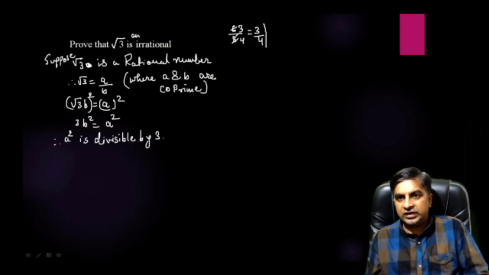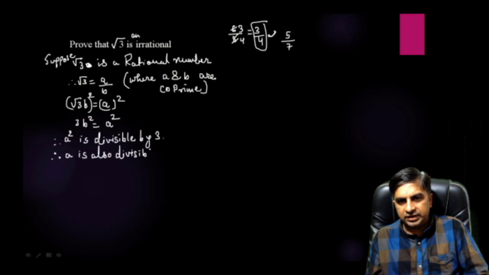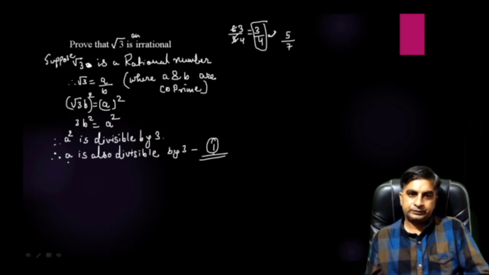Now you can see we cannot cancel this further. So these are co-prime numbers. They don't have any common factors. Like 5 by 7. These are co-prime because we cannot cancel, or you can say these two numbers don't have any common factor. So we have to suppose these two are co-prime. Now here we got that a square is divisible by 3. Therefore we can say that a is also divisible. If a square is divisible by 3, then without square also that number is divisible by 3 by theorem, or you can take this as result number 1.